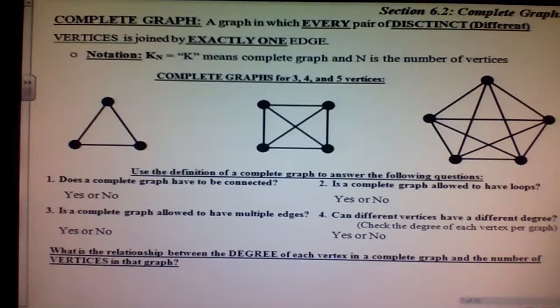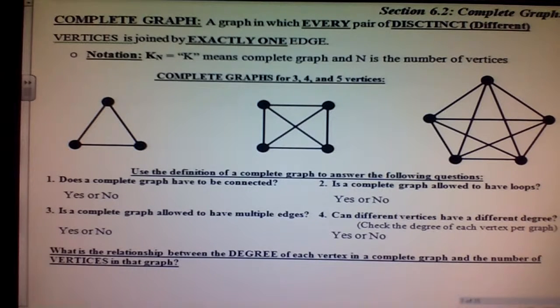Okay. Section 6.2 is on complete graphs. I told you yesterday, we are going to start learning some formulas today. I will give you these formulas for your test on chapter 6. However, these formulas will not be given to you for your final. You get a formula sheet for your final, but it's all on arithmetic and geometric sequences.